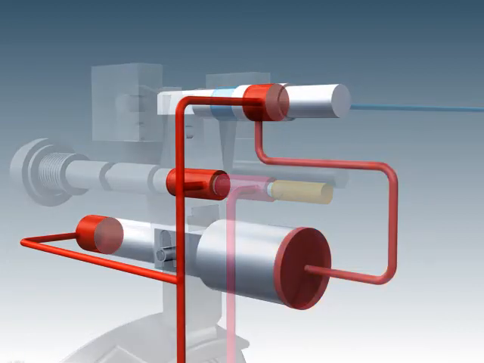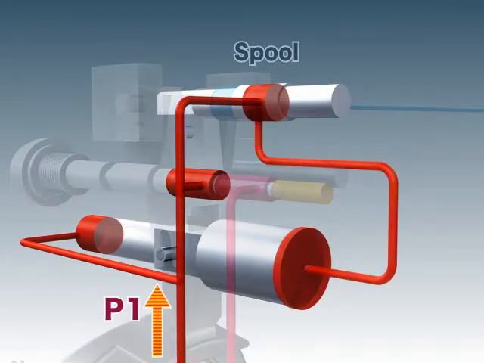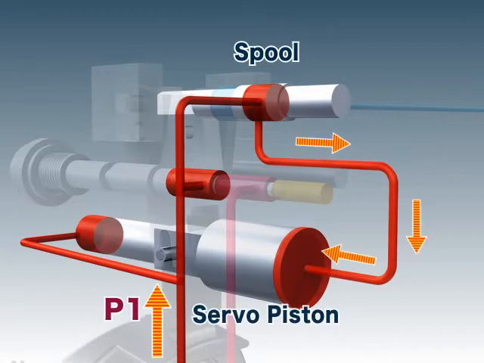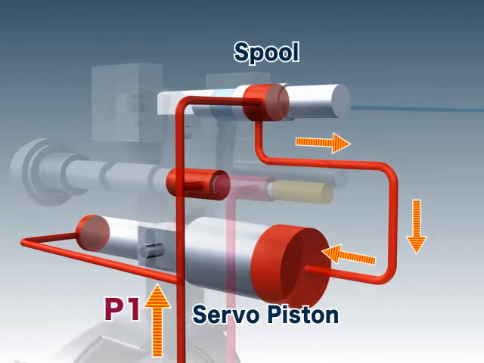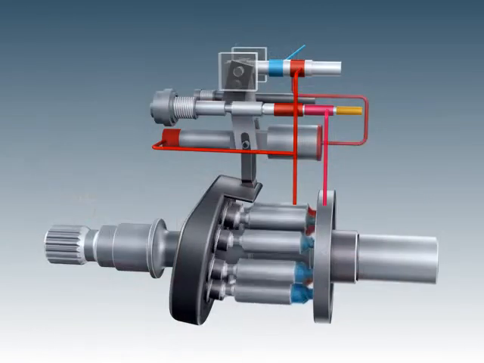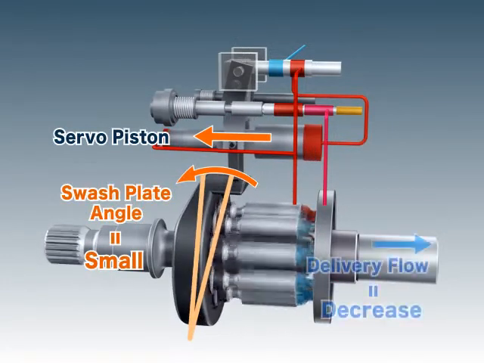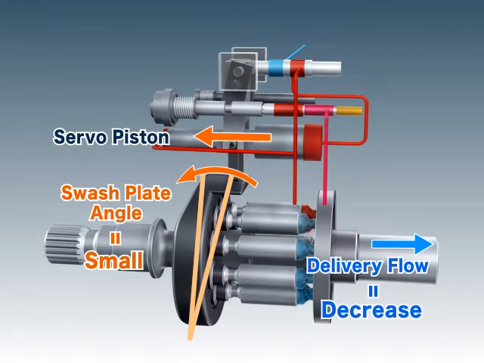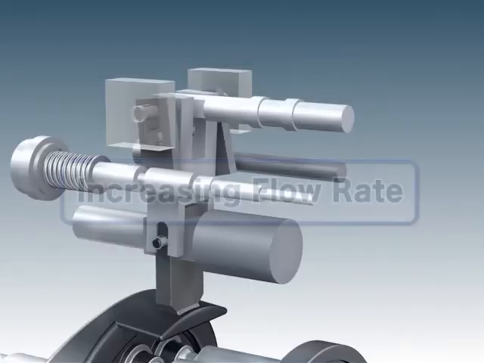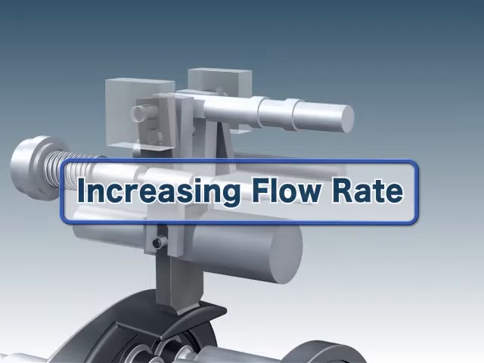Also, the delivery pressure of P1 passes through the spool and pushes against the larger side of the servo piston. As the servo piston moves, the inclination of the swash plate decreases, reducing the delivery flow. Next, we will explain how the regulator increases the flow rate.